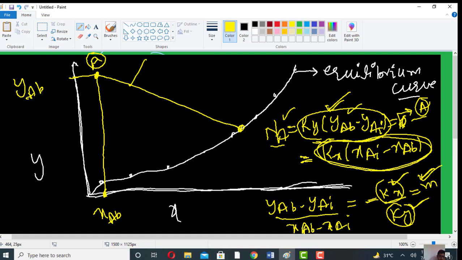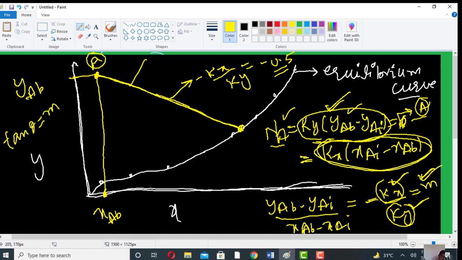And this is the line, and the slope of this line will be equal to minus KX divided by KY. Suppose the slope of this line is minus 0.5. Then how can we obtain the angle? This can be obtained using trigonometry. We know that tangent theta is equal to the slope, m.